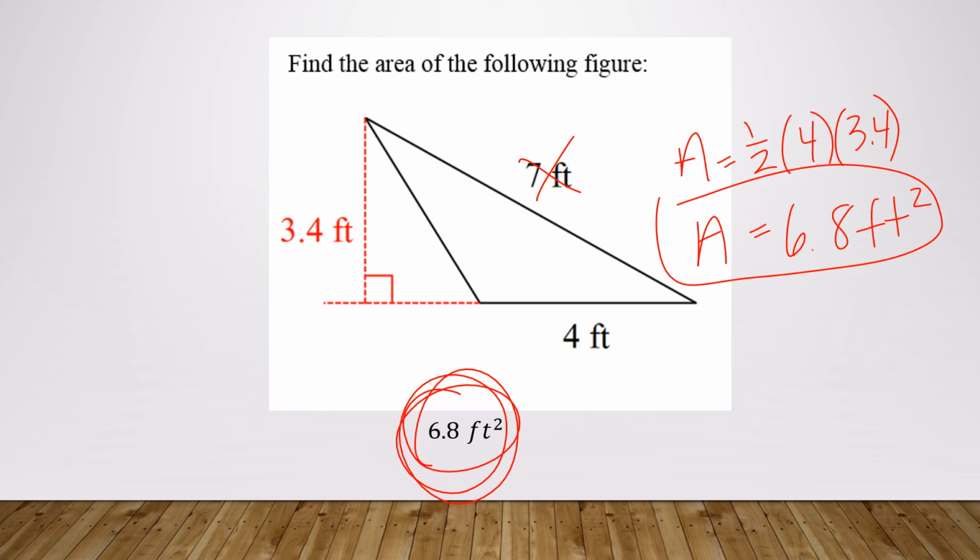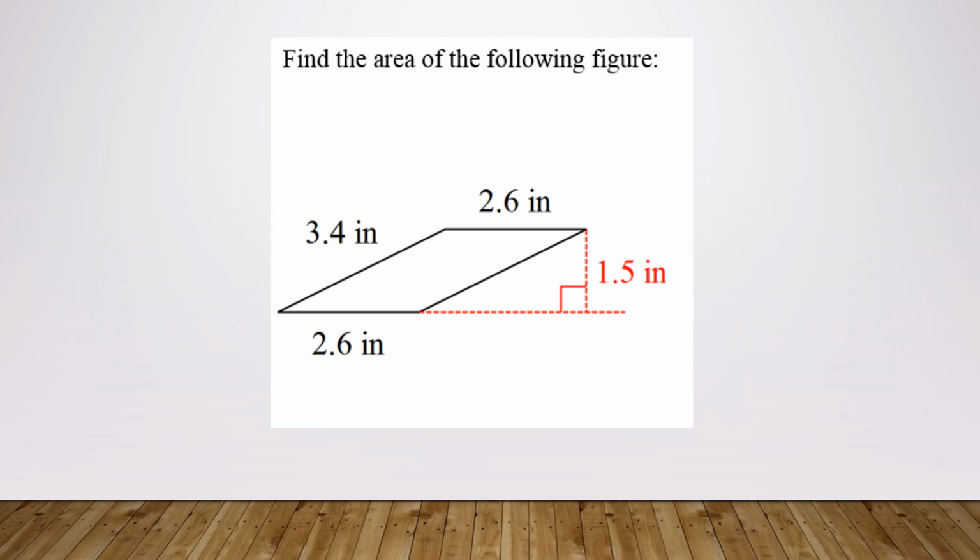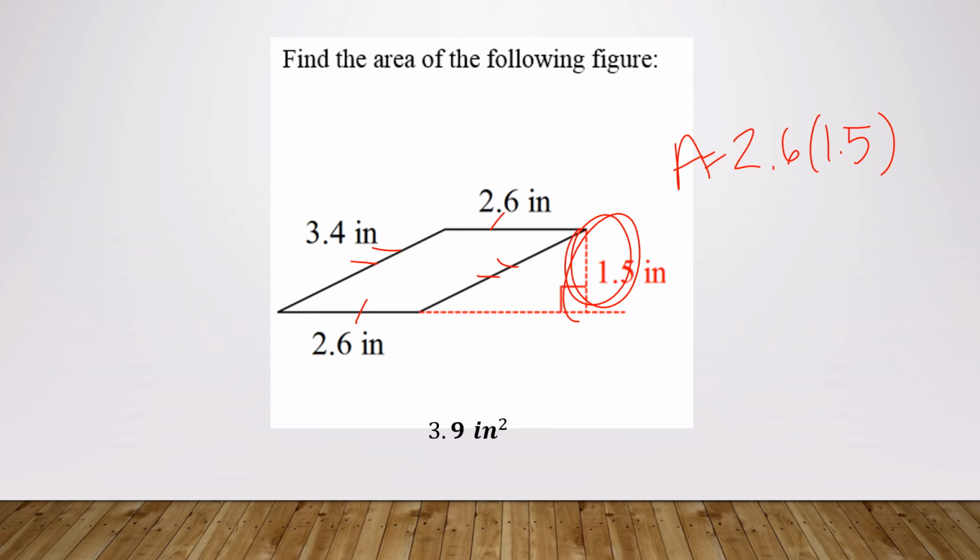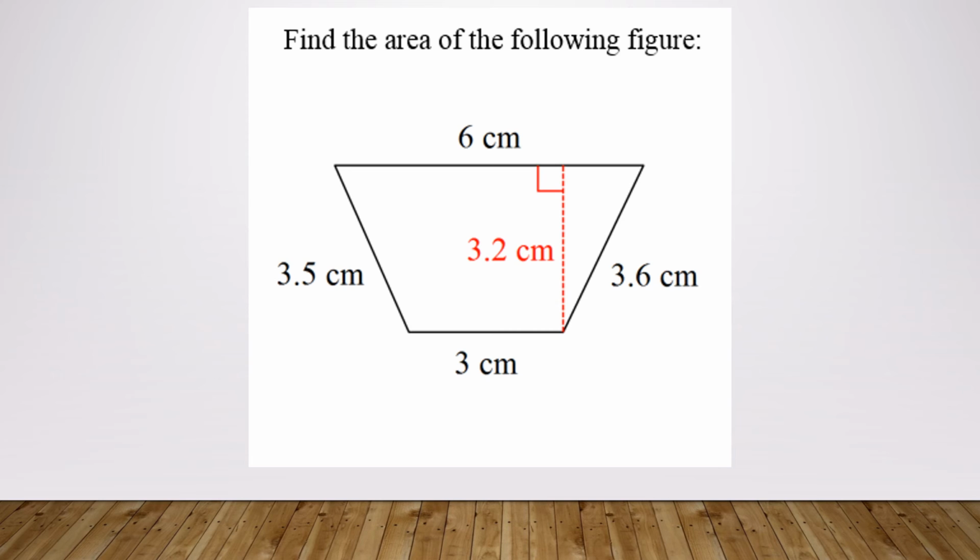I'll do the start of it, but I'm not going to write this piece like I just did. This is a parallelogram. These two sides are congruent and these two sides are congruent, but this here is the height, so I need to do parallelogram is base times height. If you don't have your cheat sheet, get your cheat sheet out. When I multiply those two together, I get 3.9 inches squared.